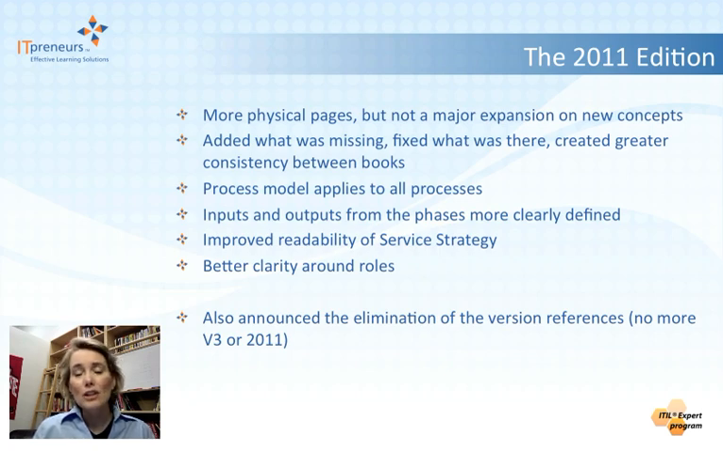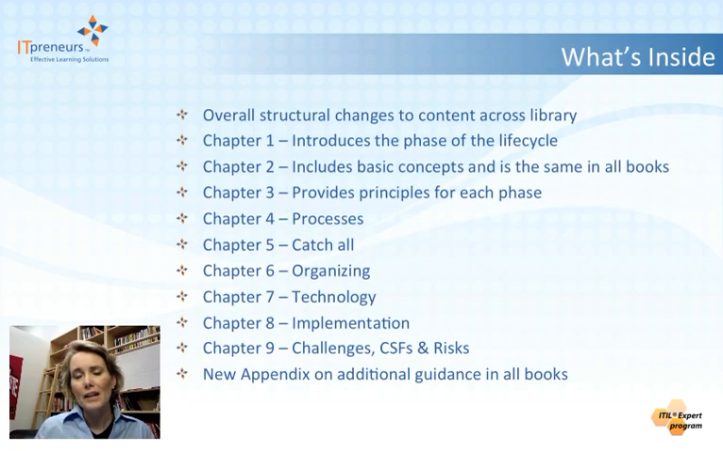If you take a look comprehensively at the books, there's about 200 more pages in strategy, 100 in each in design, transition, and operations, and a little less in CSI. And that's not necessarily new content, that's improving existing content. Other than that, the books fairly much remain the same. In fact, you can go in and most of the language, the core portion of the books, is the same.